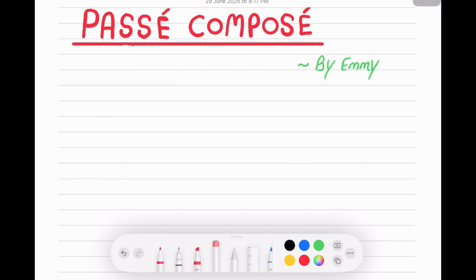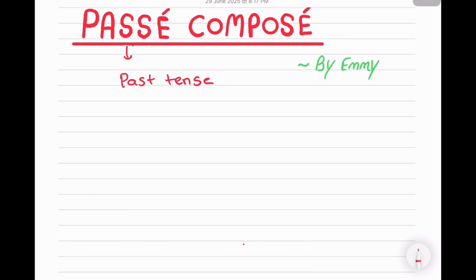Passé composé. The name itself tells us what we're doing. Passé is in the past, so we're doing the past tense. When we talk about the past tense in English, let's take an example first: I go to the school. A simple sentence. This is in present.